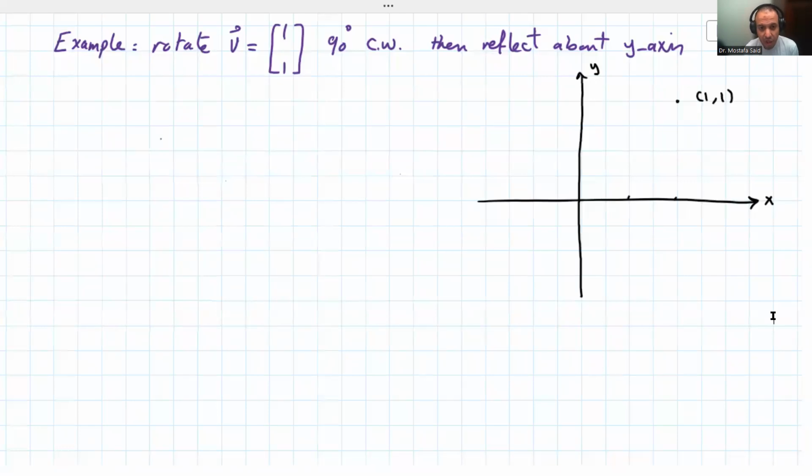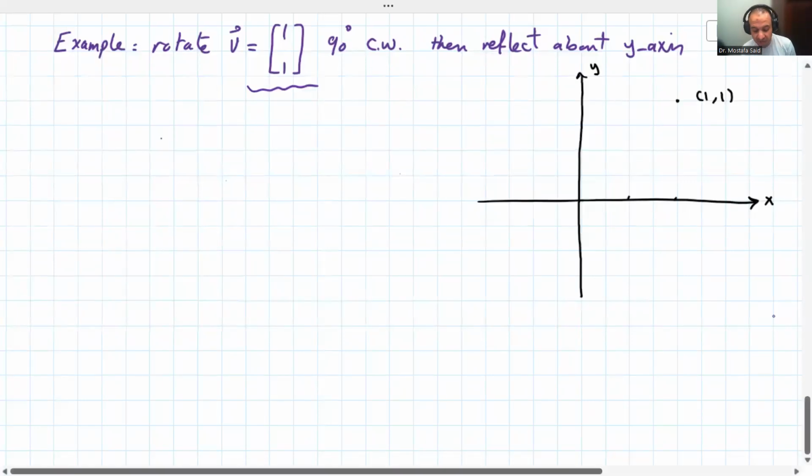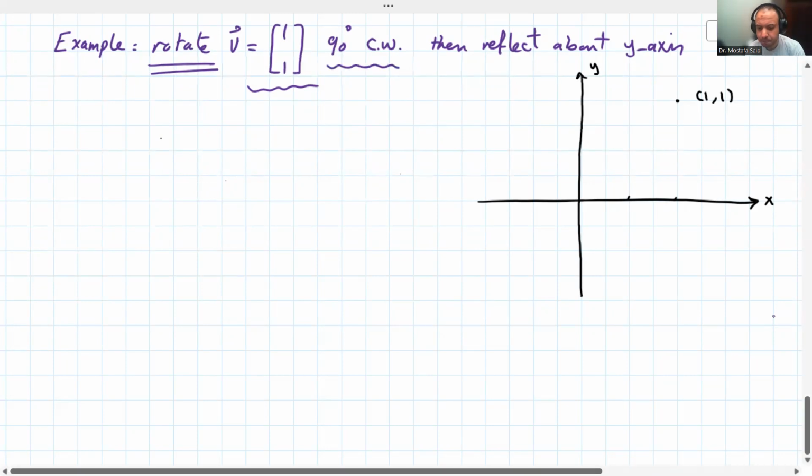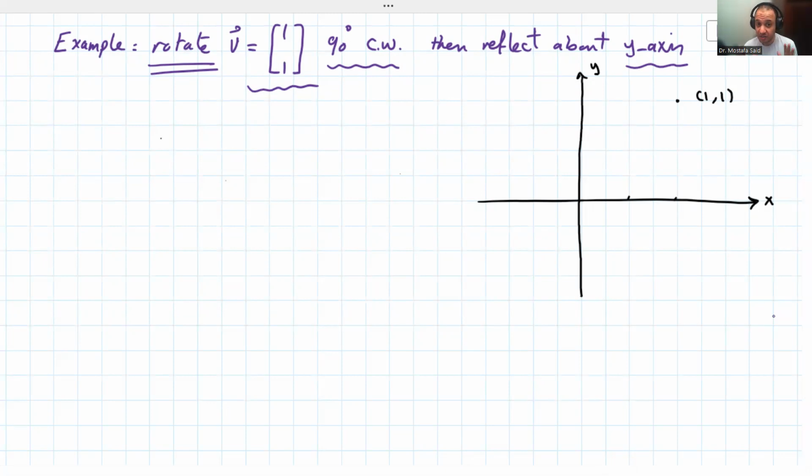In this example, I'm gonna play with the vector (1, 1). First we're gonna rotate it, and the order is very important. Rotate it 90 degrees clockwise, then reflect it about the y-axis. Again, the order is extremely important. Let's do this geometrically first, then we're gonna do it mathematically.